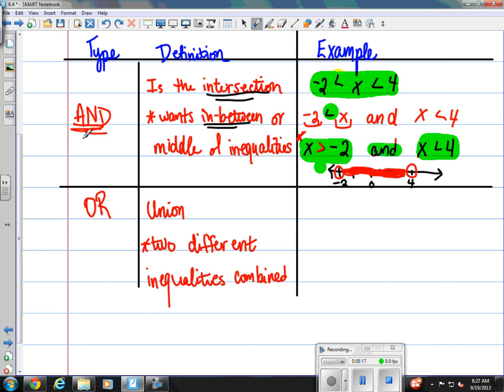Now for our OR. OR is the union of two inequalities, so it's just two different inequalities combined. It's just two different ones separated with the word OR and graphed on the same number line. So an example for an OR would be if I have x is less than -1 or x is greater than 3. And the good thing about ORs is there's only one way to write them. This is it.